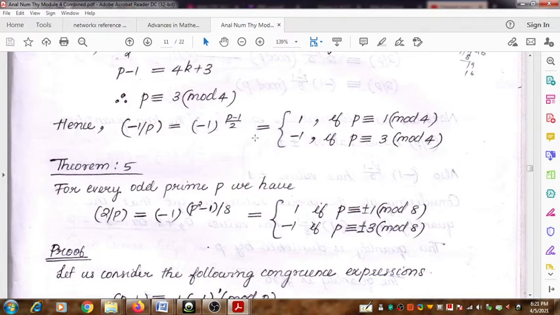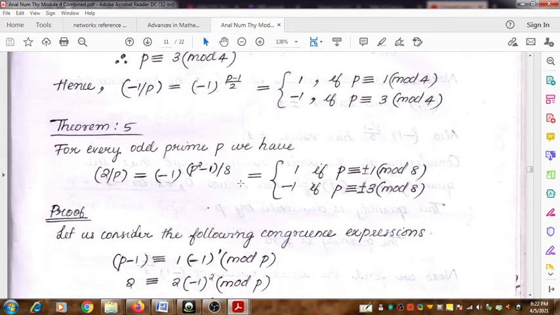Concluding from all the previous steps, we can finally write that the Legendre symbol (-1 bar p) equals (-1) raised to (p minus 1) by 2, which equals 1 if p is congruent to 1 mod 4 and equals minus 1 if p is congruent to 3 mod 4.